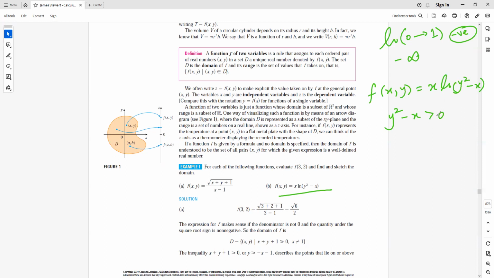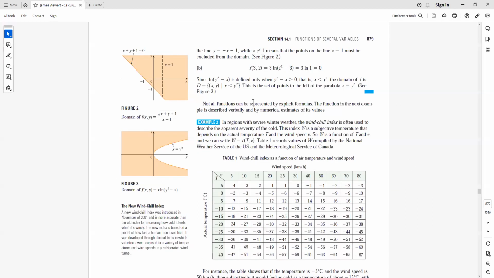And if we make it larger and larger, that is y squared minus x is larger and larger, so that it tends to infinity, then this whole function is going towards infinity. So the range of this function will be negative infinity to positive infinity, right? So this way we can work out the domain and the range of the functions.